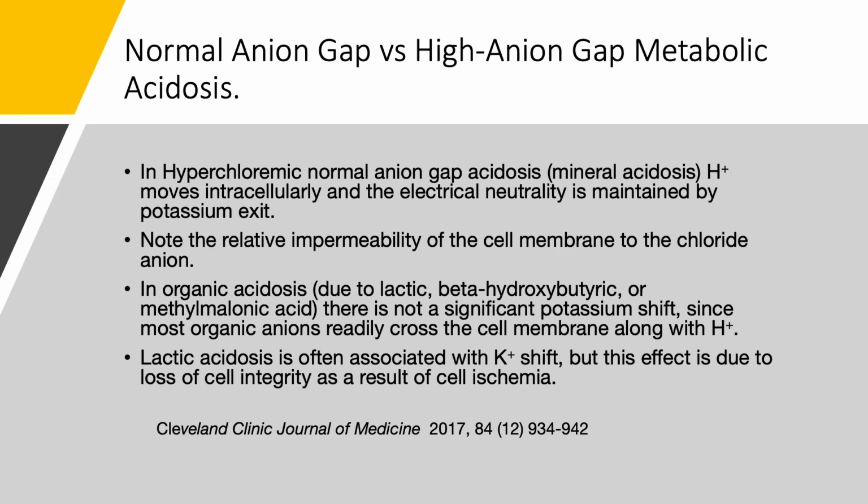In normal anion gap metabolic acidosis, mineral acidosis, hyperchloremic acidosis, the hydrogen moves into the cells. So hydrogen is high outside the cells, so it has to go into the cells. So to maintain electrical neutrality, potassium has to go out. So hydrogen is positive, potassium is positive. So if we have a positive charge going in, we need a positive charge to go out. So hydrogen will go in, potassium will go out, so we maintain electrical neutrality. Now, what about chloride? If chloride would go into the cell with hydrogen, we wouldn't have that problem. But the cell membrane is really not that permeable to chloride. So hydrogen goes in, potassium goes out.